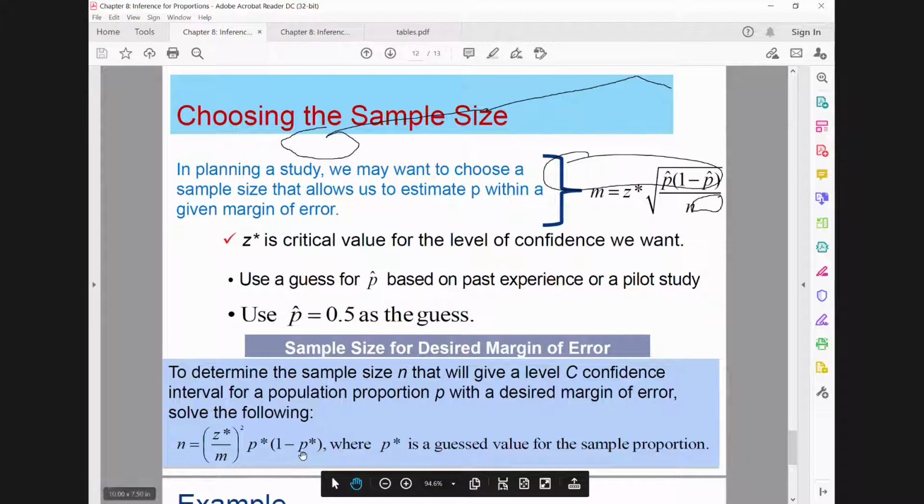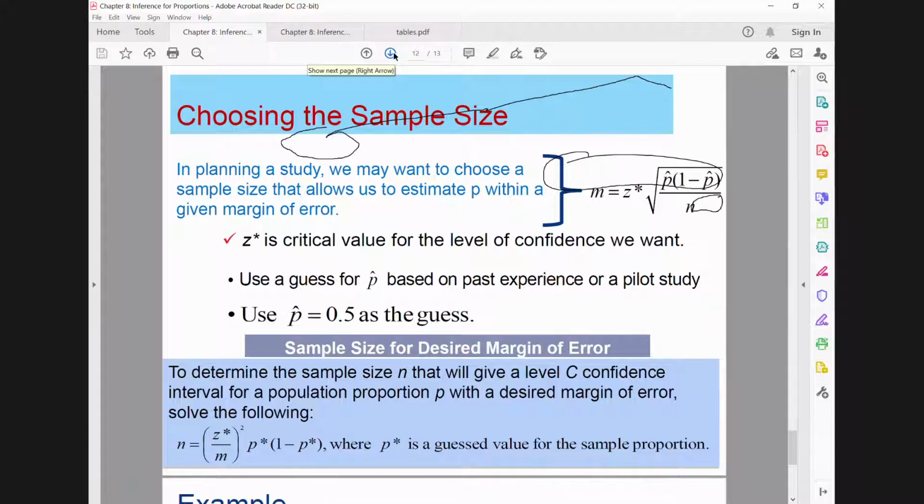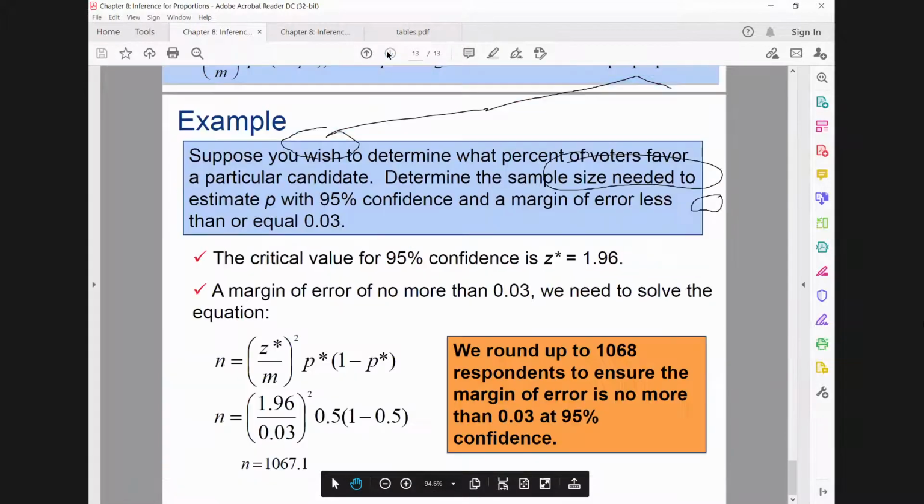Once we have an idea about P, we take this value. If not, we take P star equal to 0.5. If there is a problem and we don't know what P will be, I can take 0.5. So 0.5 if we don't have any idea about P, because the goal is to estimate P. Once we don't have any idea about P, we can take the value P star in order to estimate N. This is an example.